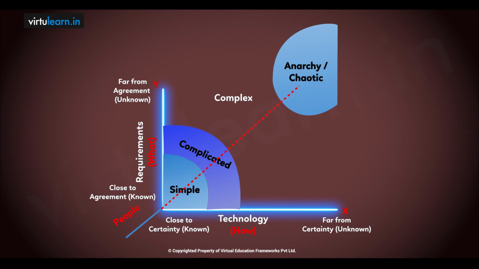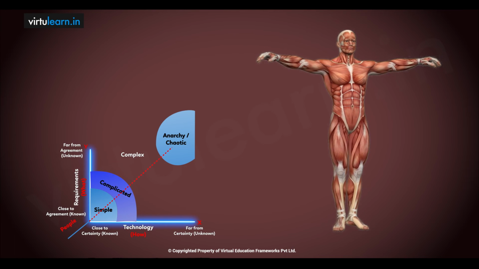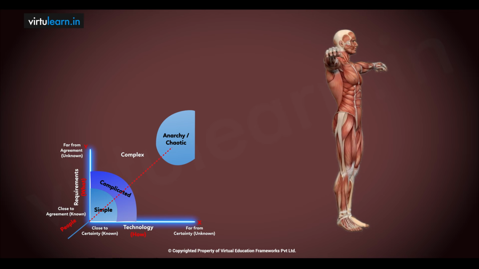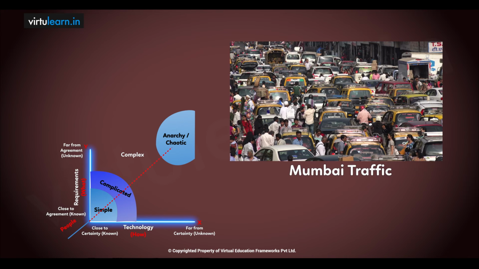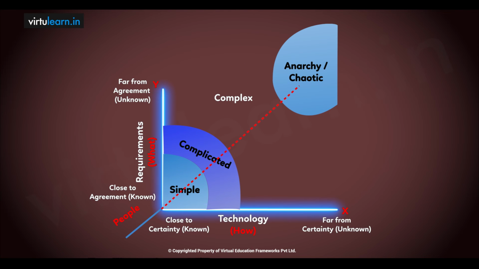If you look at the complex kind of work we do, the complex nature of work, look at the human body, which is very complex. Driving in a city like Mumbai, on the Mumbai roads, is very complex. Understanding the weather is complex. Organizational behavior is also complex. Software development falls under this complex type of work.